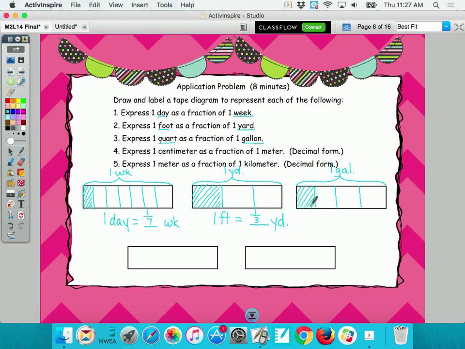So now we have 1 quart as a fraction of a gallon. Quart is QT, kind of like Quick Trip. 1 quart equals blank gallon. So, Justin, what do you think goes in the blank? 1/4. 1/4, or 1 out of 4.